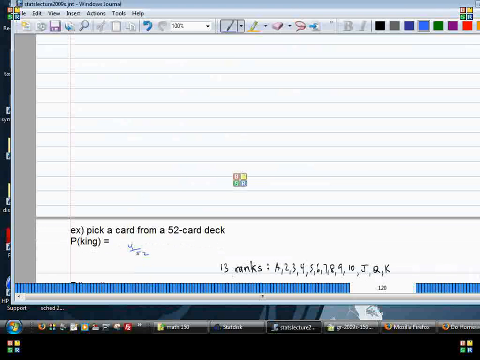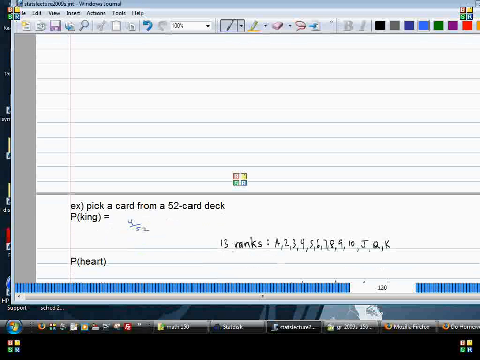And how many, so for example, how many kings are there? There's 4. And we'll get to what those four different kings are in 1 second. From a deck of cards, what's the probability of pulling a heart? It's 13 out of 52.